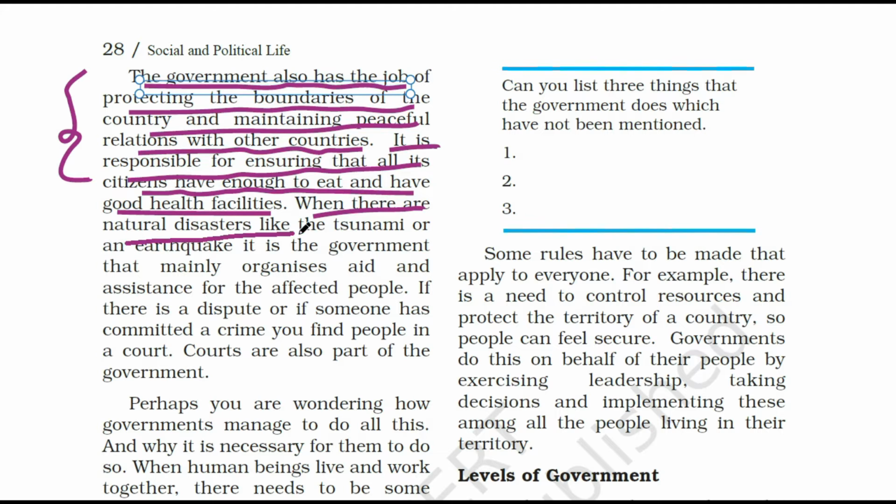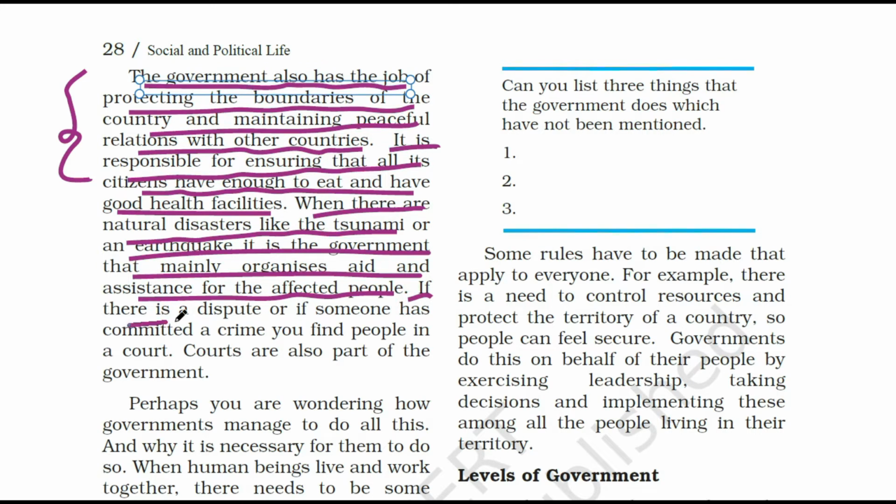When there are natural disasters like a tsunami or an earthquake, it is the government that mainly organizes aid and assistance for the affected people. Our country was affected by a tsunami more than 10 years ago, and we've also seen earthquakes. So in such situations, it's the government's responsibility to organize aid and assistance for the affected people. It does that through, we also have a National Disaster Response Force, which is put into action when we are suffering from a tsunami or an earthquake or any other natural calamity.